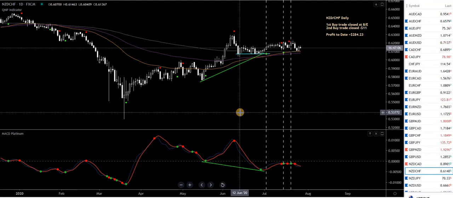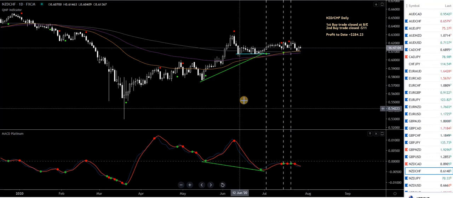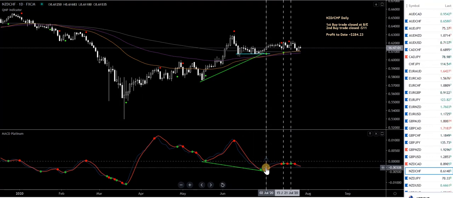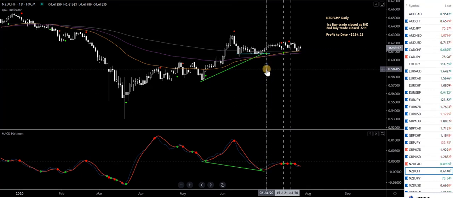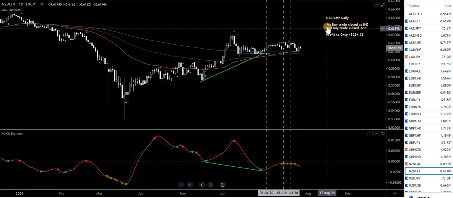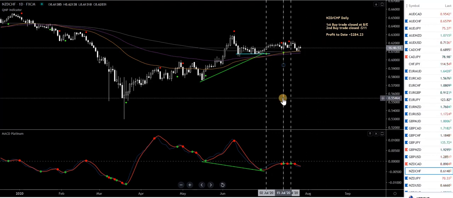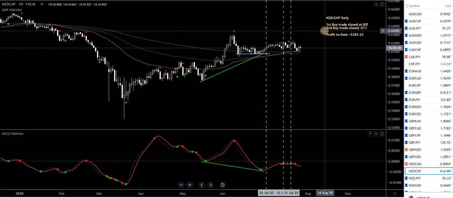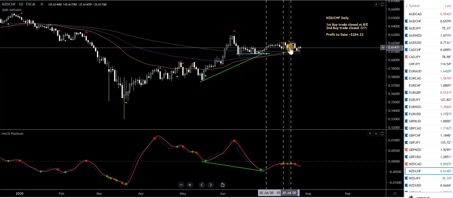Right, what have we got here? New Zealand Swiss. This thing's given me a bit of a pain in the butt. Took a buy. First buy was in here. That's why I just left these grey vertical lines on the chart. Got out of that one at break even. Took a second buy in here. Took a small loss of $11 on that one.